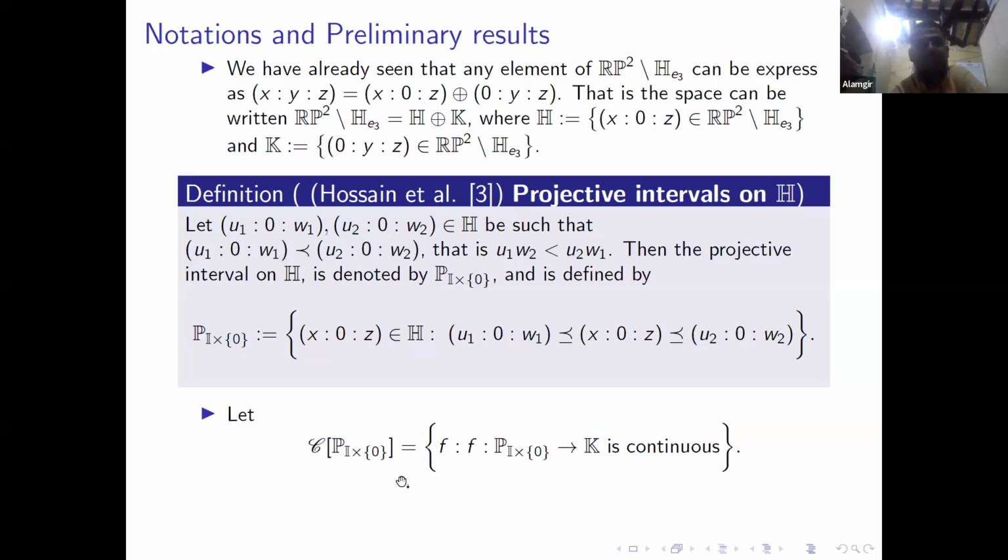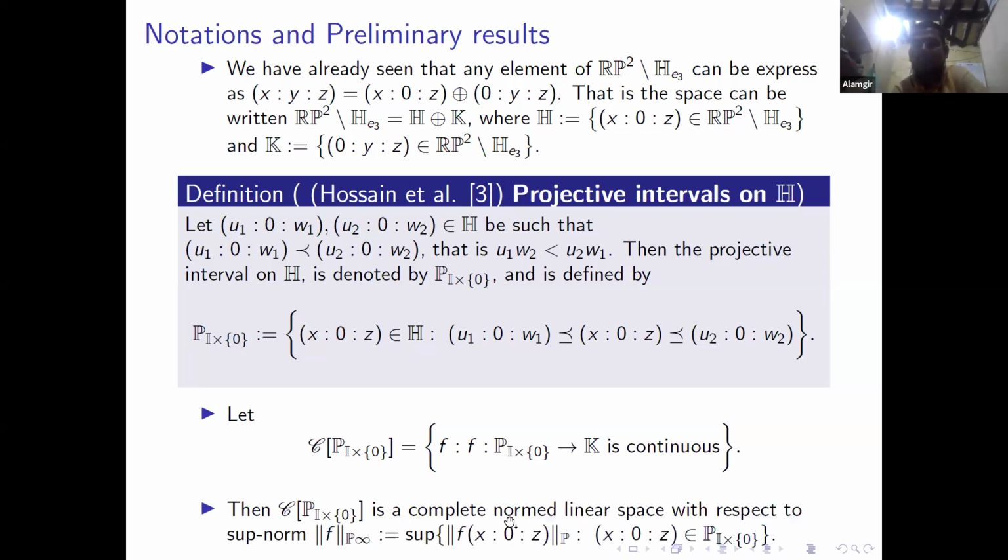And script C of pi is the collection of all continuous functions. This space becomes a complete normed linear space with respect to the sup norm that we have already seen.